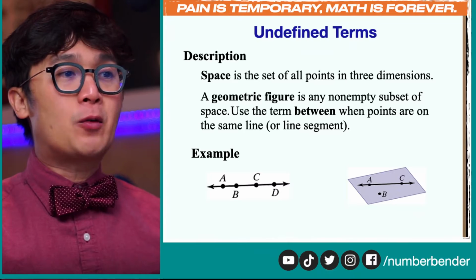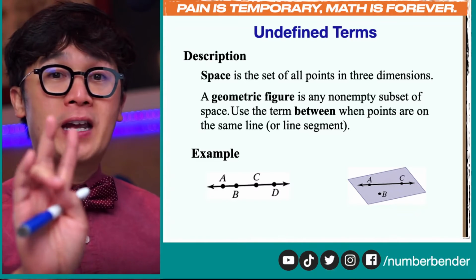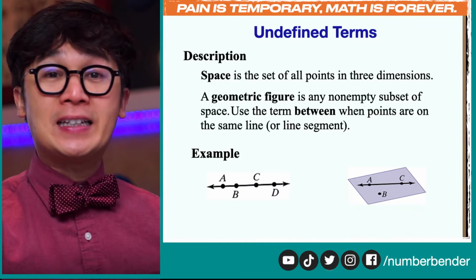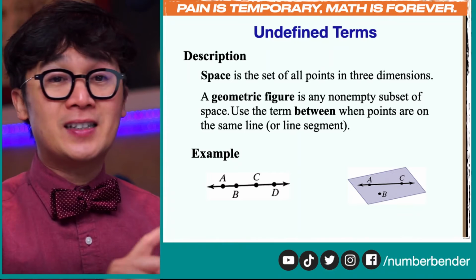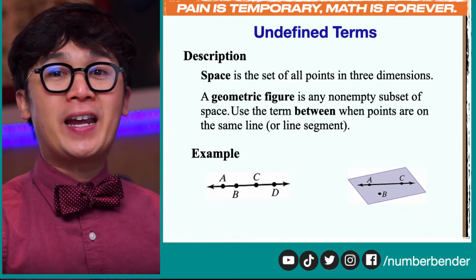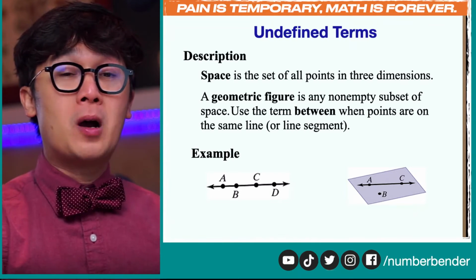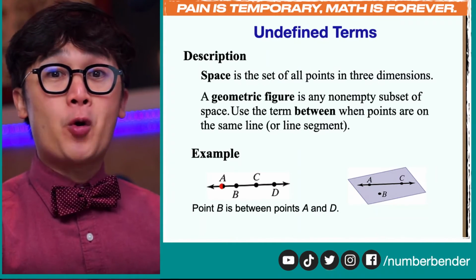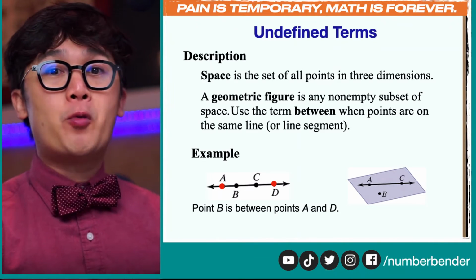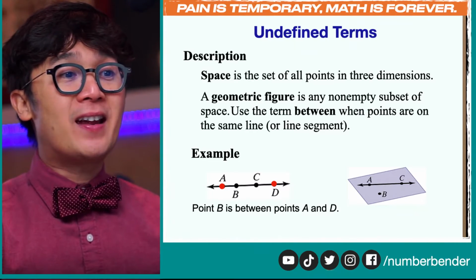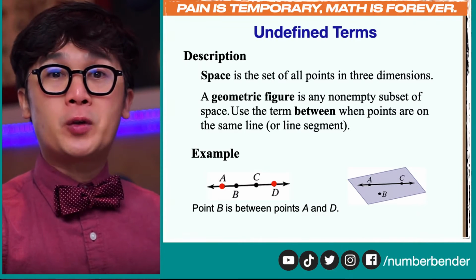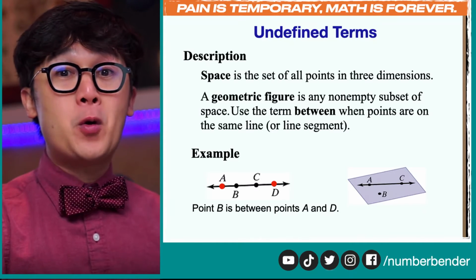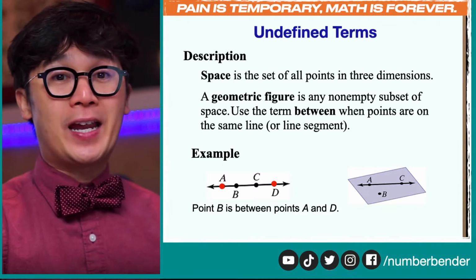For example, let's say we have a line, ay mapapansin ninyo, meron tayong dalawang figures, meron tayong line and plane, so meron tayong points A, B, C, D that are collinear dahil nasa isang linya sila, at meron tayong points A, C, B that are coplanar dahil nasa isa siyang plane. So pagka i-describe natin si point B, we can describe it as point B is in between points A and D. So in between, to denote that we are saying that those points or that point is on the same line.